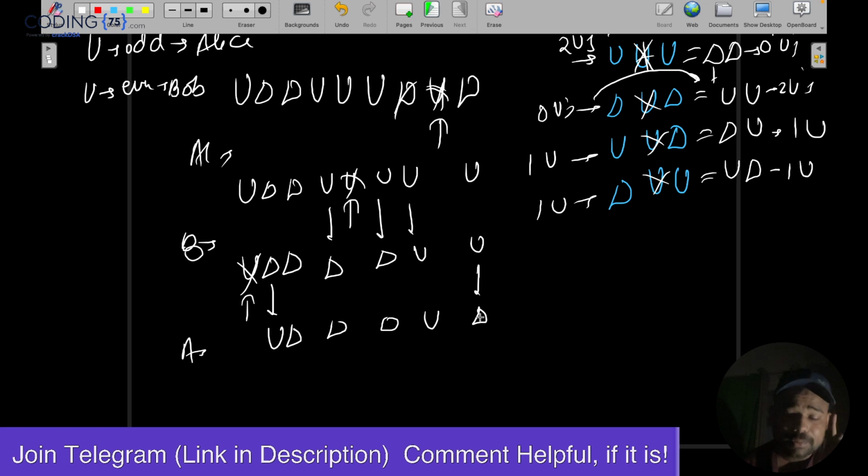So if you see, the parity of U's is the same. Initially there were 5 U's, means an odd number of U's. Here you can see in this case how many U's are there? 1, 2, 3, 4, 5. There are 5 U's. And here we have 1, 2, 3, 4, 5, 6. Okay, 6 will be there. Yeah, obviously, so it will be changed here.